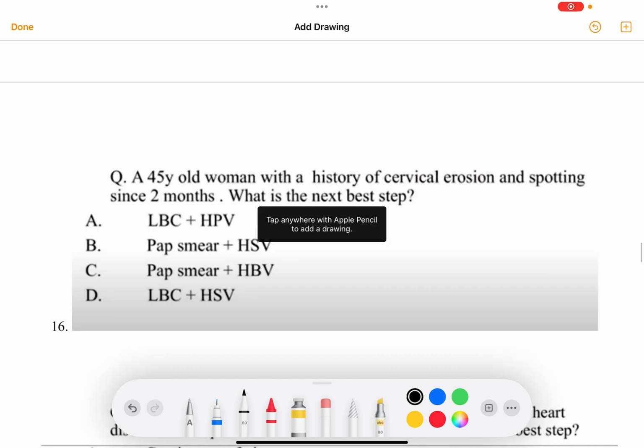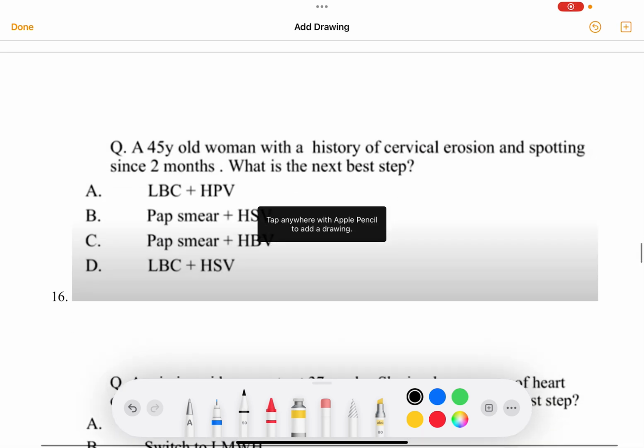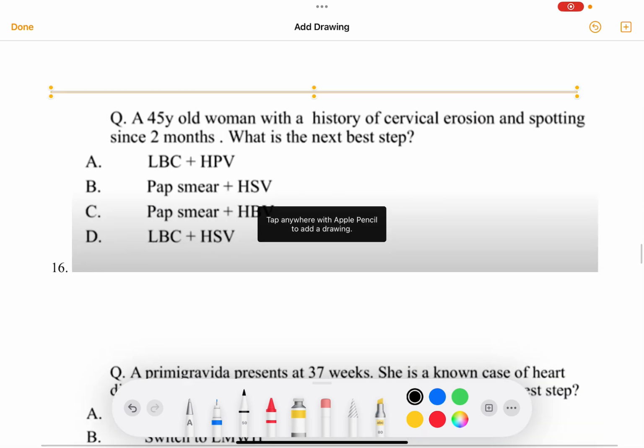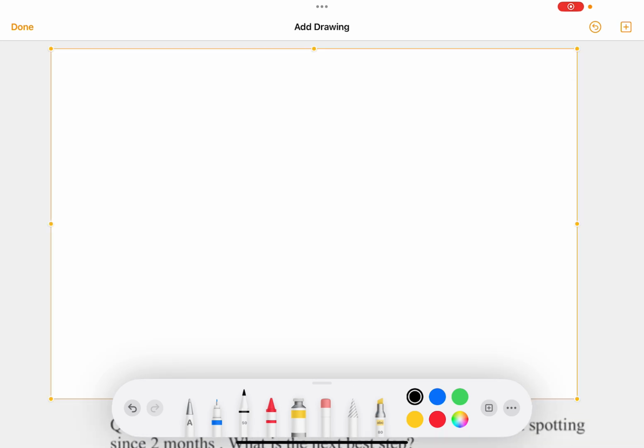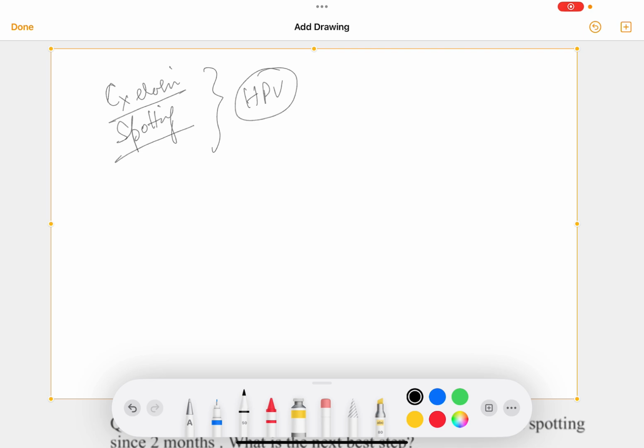Next, question number 16. A 45-year-old woman with a history of cervical erosion and spotting for 2 months. What is the next best step? So this patient has cervical erosion, and there is spotting. Okay. So of course, when there is erosion, there is raw area in the cervix and patient is having spotting or bleeding. So there is high chance of HPV infection in this patient. HPV infects through the breach in the membrane, okay, or the endothelium or epithelium. So HPV infection is high, so we always go for HPV screening in these patients.